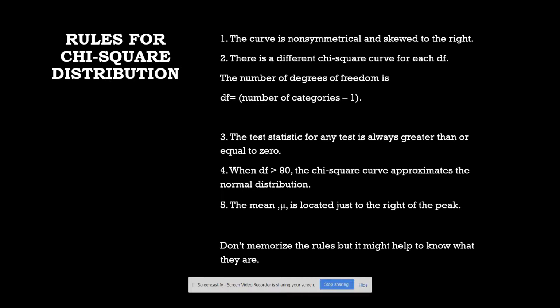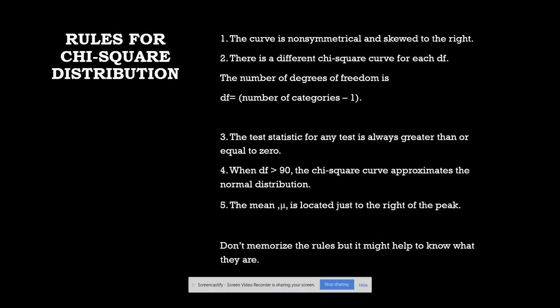So there's rules for chi-squared distribution. The first rule is that the curve is non-symmetric and is skewed to the right. The second is that there's a different chi-square curve for each degrees of freedom. Now, degrees of freedom for us for this one is number of categories minus 1. And that's going to look a little bit different than what we did in the one mean t-test. So remember, with chi-squared, chi starts with C, so think of this in categories. So degrees of freedom is number of categories minus 1.